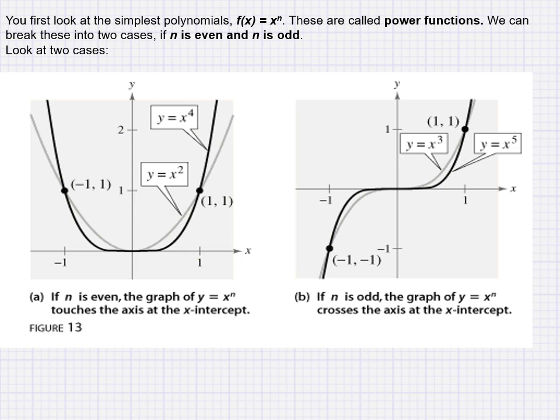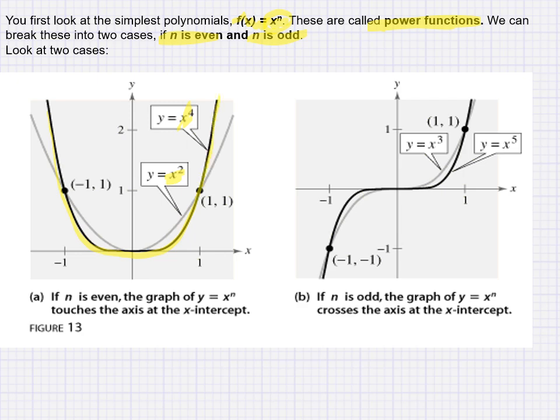Two of the simplest polynomial functions we can work with are the even and odd power functions. A power function is just a polynomial function that has one term, and that term is x to the n, whatever that power is. We'll look at that power being even versus being odd. If that power is even, such as x squared or x to the fourth, all those power functions have the same general shape to the graph, a U shape.